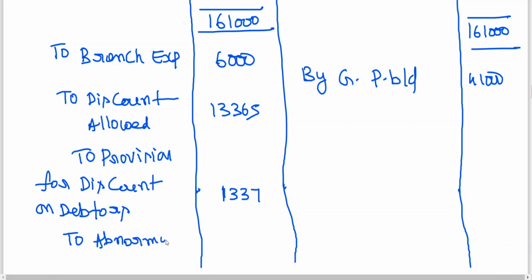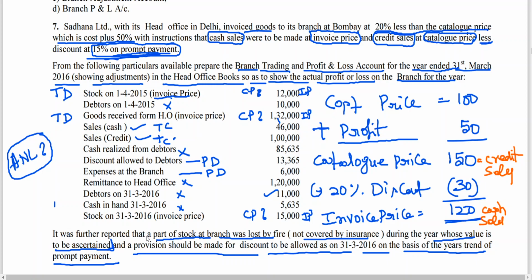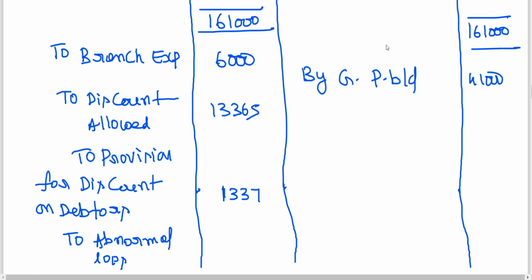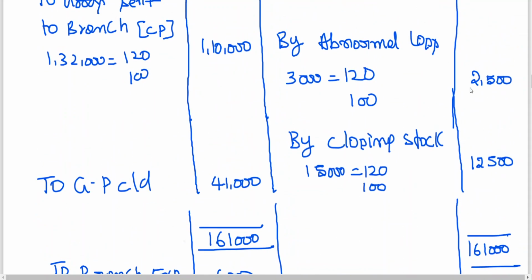Abnormal loss. We have seen in the problem, for abnormal loss, what was given there? During the year, part of the stock at the branch was lost by fire, not covered by insurance. When it is not covered by insurance, the entire amount is transferred to the P&L account. Whatever abnormal loss there is, is called gross loss. I used to explain this in consignment.